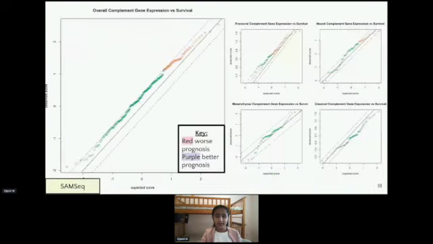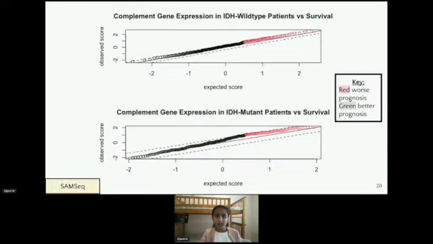SAM-seq analysis was then performed, which generated the complement system genes associated with worse prognosis. Overall, in glioblastoma, 25 genes were associated with worse prognosis. Across the transcriptional subtypes, 27 genes were associated with worse prognosis in the proneural, 15 genes were associated with worse prognosis in neural, 4 genes were associated with a better prognosis in mesenchymal, and in the classical subtype, 22 genes were associated with a better prognosis. Analysis across the IDH mutational subtypes in glioblastoma are shown.